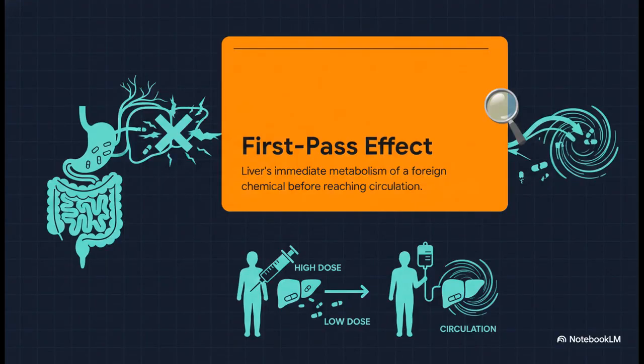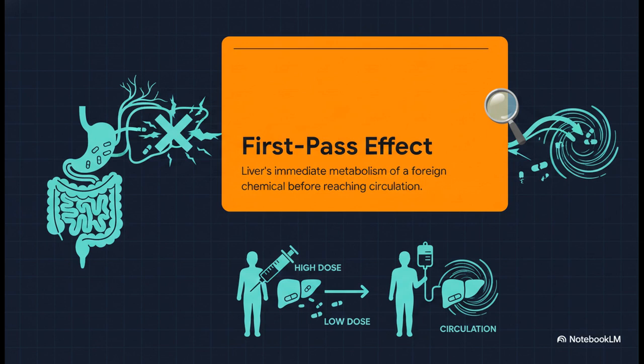It crossed the gut wall and made it into the portal vein. Massive success, right? Well, not quite yet. Before it reaches the rest of your body, the portal vein takes it straight to the liver. The liver sees this foreign chemical and ambushes it. We call this the first pass effect. I actually like to call it the liver's tax. The liver takes its cut before releasing the rest into your bloodstream.